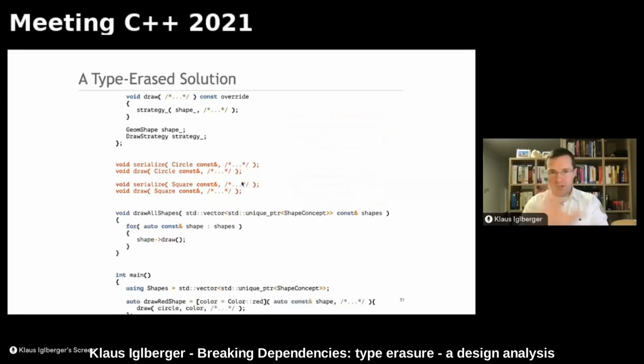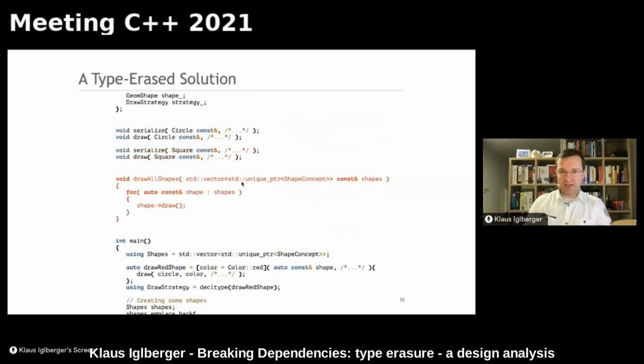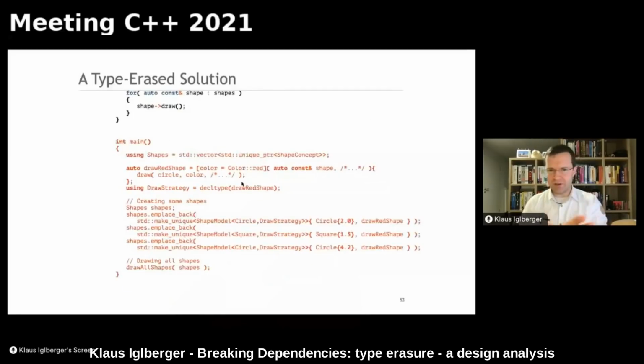Now, we can also draw, again, a vector of shapes. In this case, it's shape concepts. And that is what I now use in the main function, which admittedly looks a little more difficult. So in order to make our life easier, I now have to use this type alias shapes for vectors of unique pointers of shape concept, now our base class.